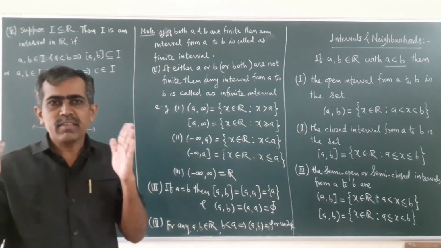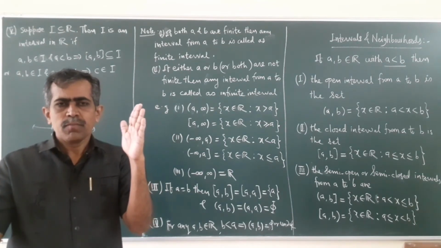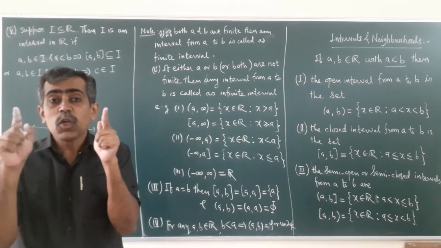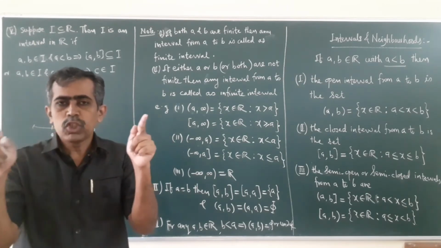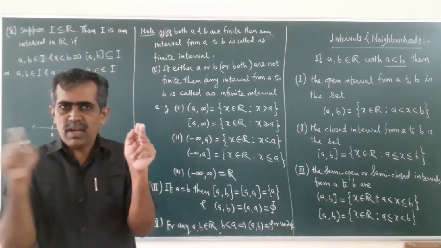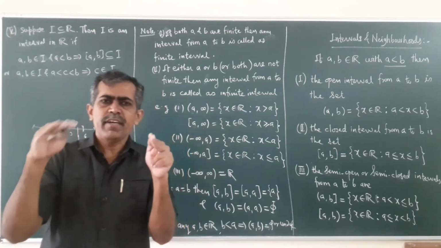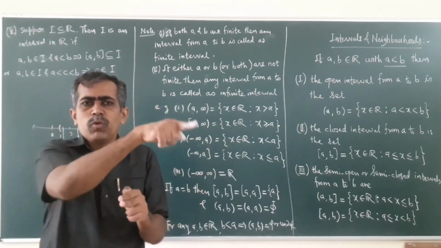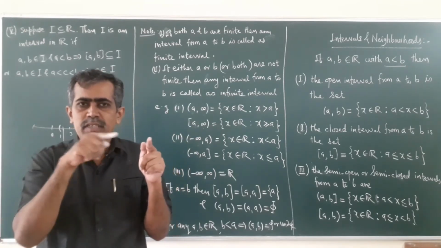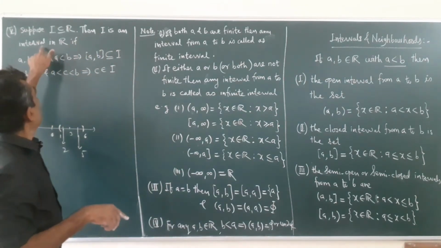If you take any subset of R, then it is an interval. When is it an interval? If and only if you take any two members of I, a and b, then all the members between a and b, if a and b are in I, all the elements between a and b also belong to I. All the consecutive elements in between should be in I if a and b belong to I. So then and then only I is an interval.